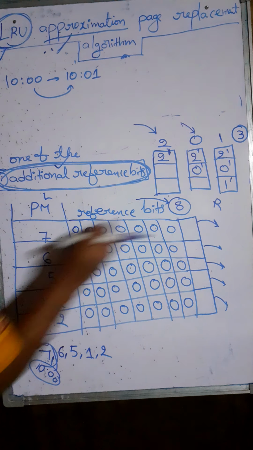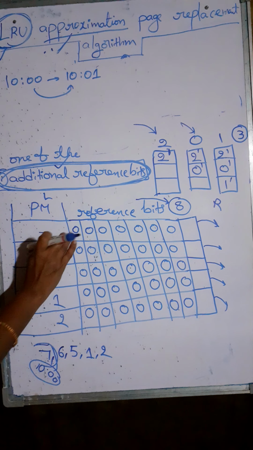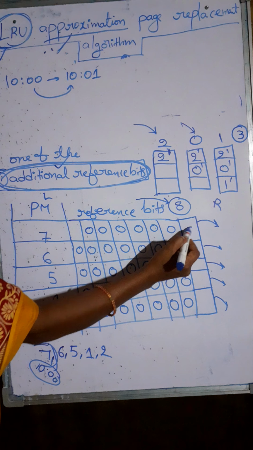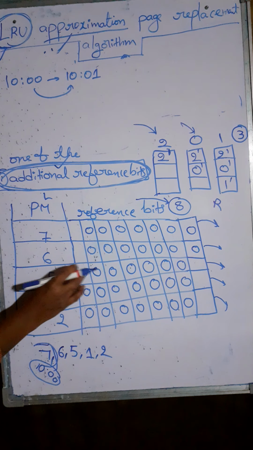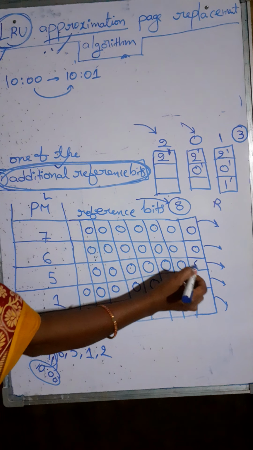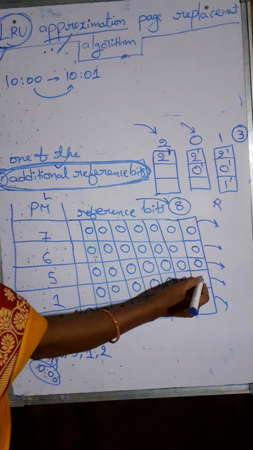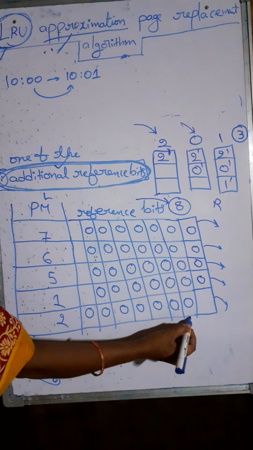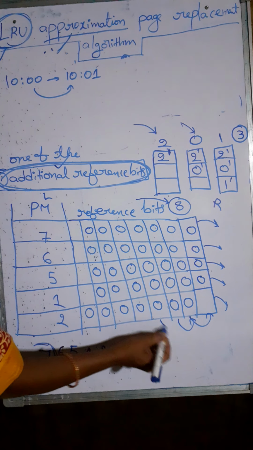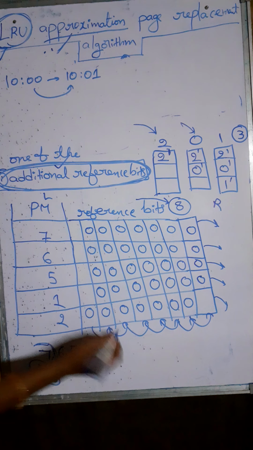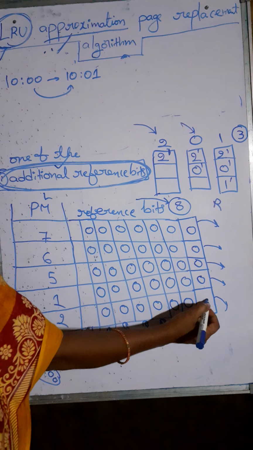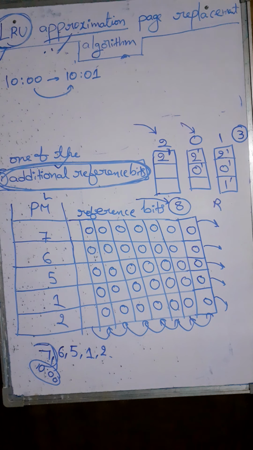If you move all these bits to the right, here we have 7 bits, right? That means the highest order bit is moved to the right side. I am moving this bit to this place, this bit to this place, and this to here. After moving, I will get one empty space here. These are the reference bits after 1 minute.